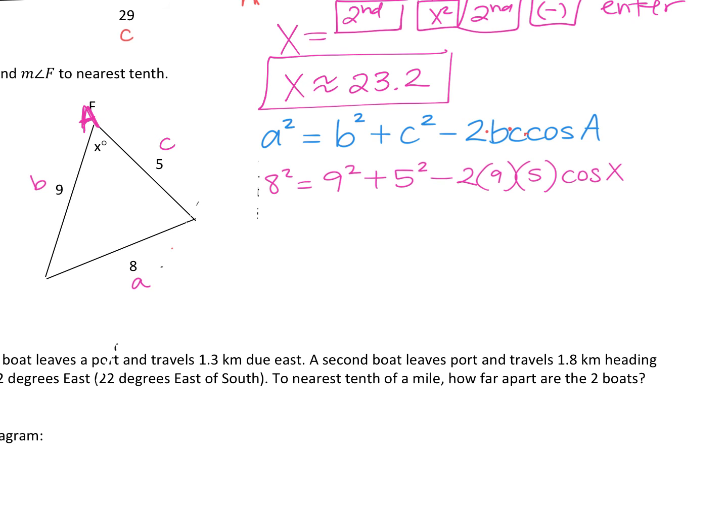X. Okay, so first of all, you're solving for an angle. What are you going to use? The inverse, right? Inverse cosine whenever you're solving for an angle. Or inverse cosine, inverse sine, whatever. We're doing law of cosine, so it will be inverse cosine every time for this. Okay, now here's where the mistake gets made.